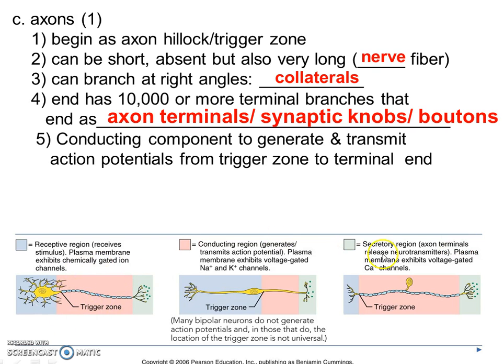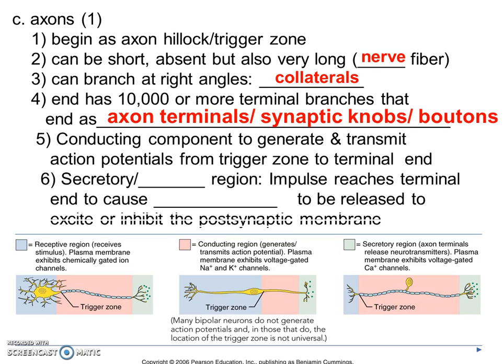And here you can see three different types of neurons, but you can still see you have the receptive region, the conductive region, and the secretory region. Here again, you have the receptive region, the conducting region, and the secretory region.